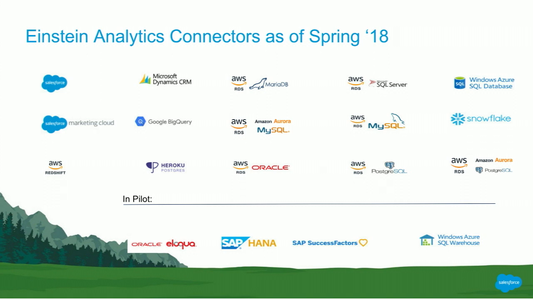So I'm really excited to share the updates with you for the data manager side of the house. And we have many new connectors coming for the Spring 18 release. We have a list here on the slide deck. We have the existing six connectors, and we've been adding connectors to the Amazon RDS database flavors, and also Windows Azure SQL database, as well as the popular Snowflake data warehouse. In addition, we are currently piloting connectivity to Oracle Eloqua, SAP HANA, SAP SuccessFactors, and also Windows Azure data warehouse.